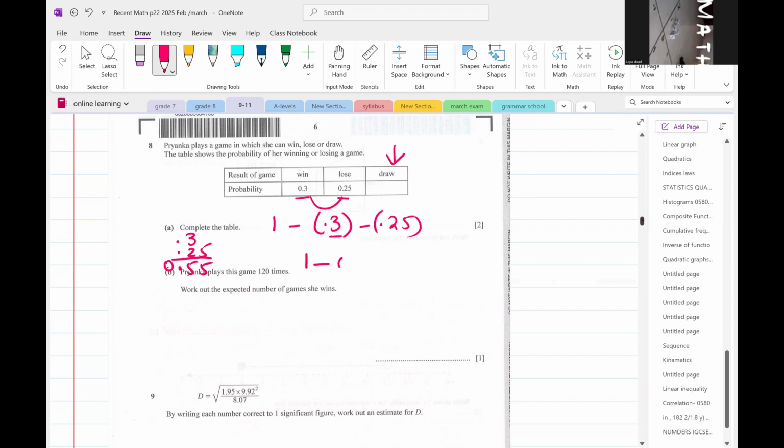1 minus 0.55 gives you 0.45. Calculate it correctly because you're not allowed a calculator. So be patient with your calculations.